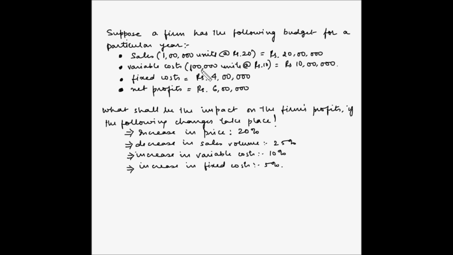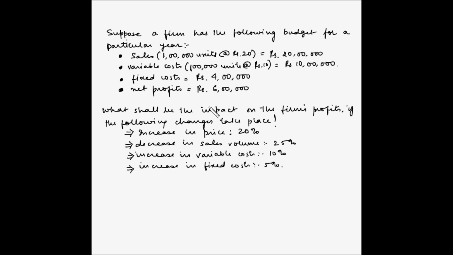Variable cost is expected to be 10 rupees per unit, and for 100,000 units the variable cost will be 10 lakh rupees. The fixed cost is expected to be 400,000 rupees, while the net profits are expected to be 6 lakh rupees. So basically, 20 minus the variable and fixed cost, which is 14 lakhs. So 20 minus 14 is 6 lakhs. So 6 lakhs is the net profit. So this is the expectation.